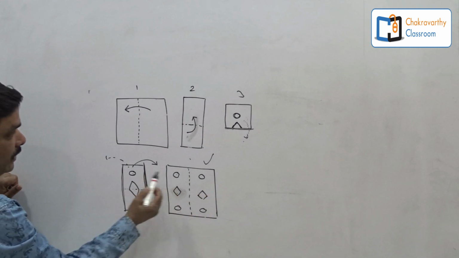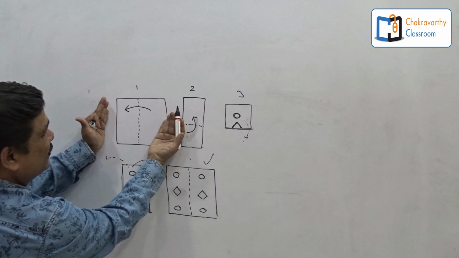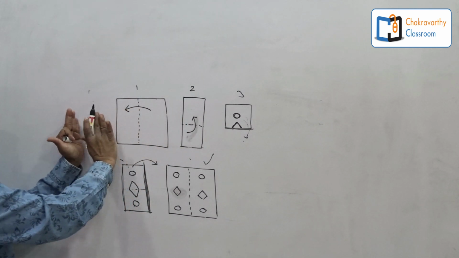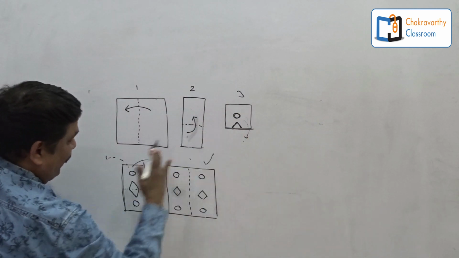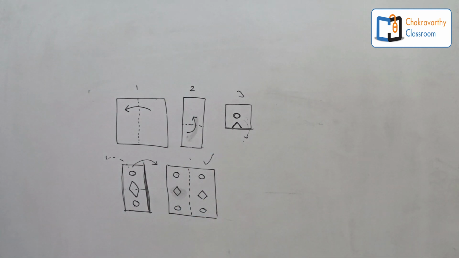Next. After this one you see, first it was folded in this way. So while unfolding this one, it should be from left to right. In this way you have to unfold. If you unfold this one, treat this one as the mirror, that's it.